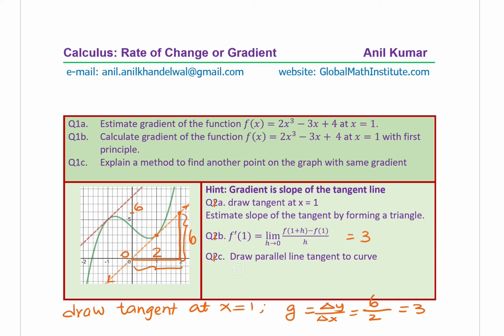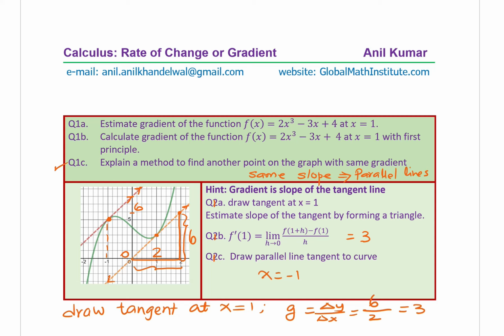Now part C is to draw a parallel line tangent to the curve. In that case, you can actually find another point on the graph with the same gradient. Same gradient means same slope, right? So same gradient or same slope. So that is possible only when you have parallel lines. So here we have drawn a line which is parallel to the given line, and we can find the point on the graph where it is again tangent to the graph, and we find that this point is at -1. So at x equals -1, we have same slope as at x equals 1. So that is how you could do such questions.